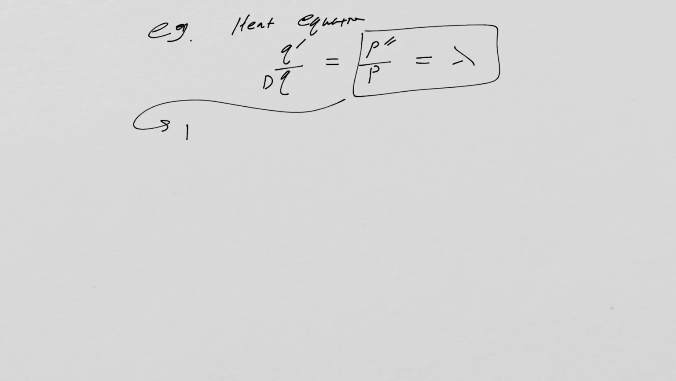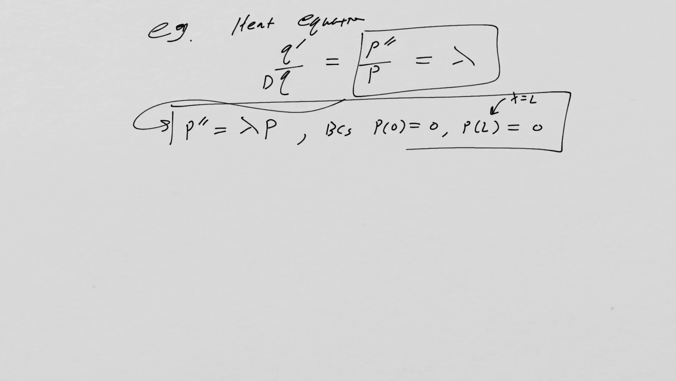We had Q prime over Q times D was equal to P double prime over P, and that is of course equal to lambda. We're going to take just that right there, and what we have is P double prime is equal to lambda P. Okay, and then we have the boundary conditions. P of 0 is equal to 0, and then P of L, that's x is equal to L, the other end of the bar, is equal to 0 as well.